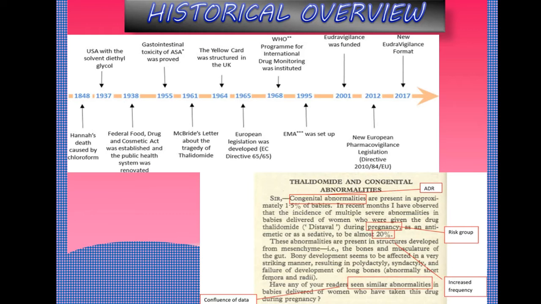After that, in the year 1955, another incident took place. It was proven that acetylsalicylic acid may cause gastrointestinal disease, so it should be contraindicated in patients with gastrointestinal ulcer.